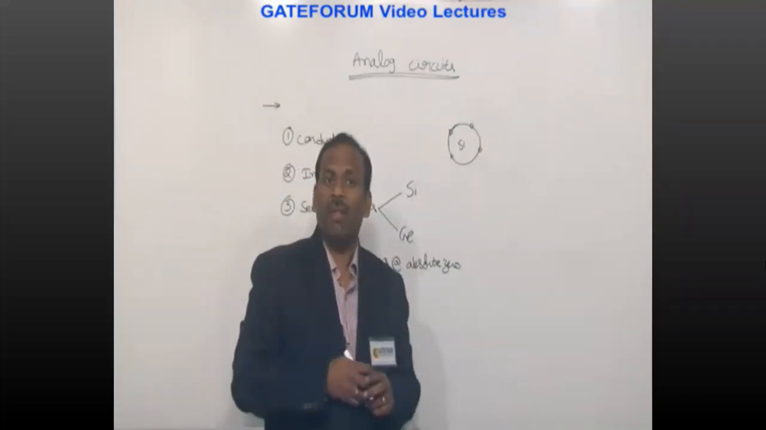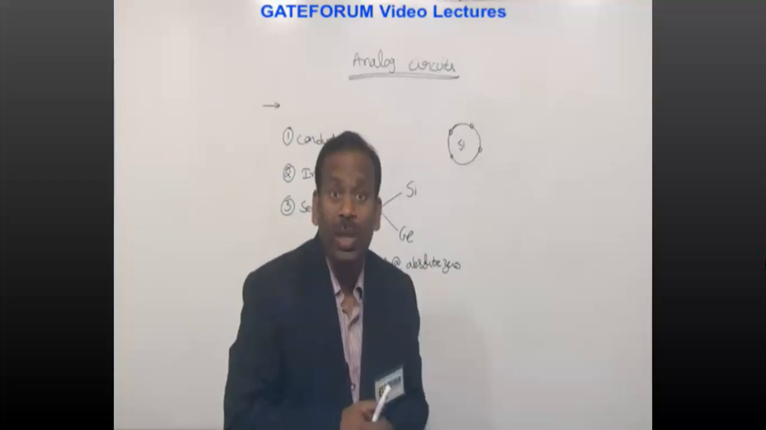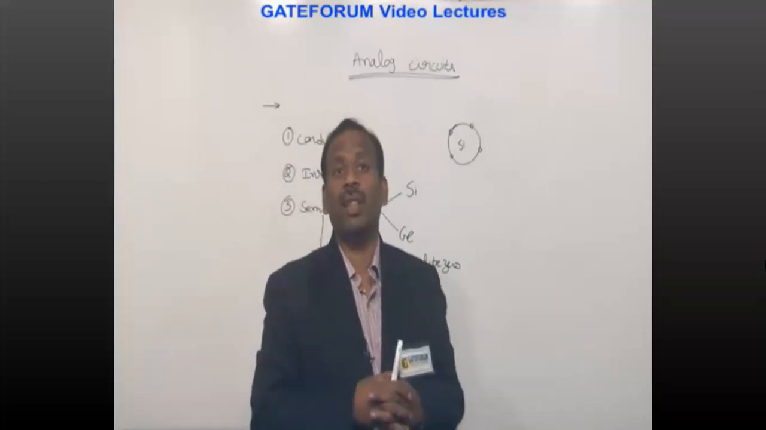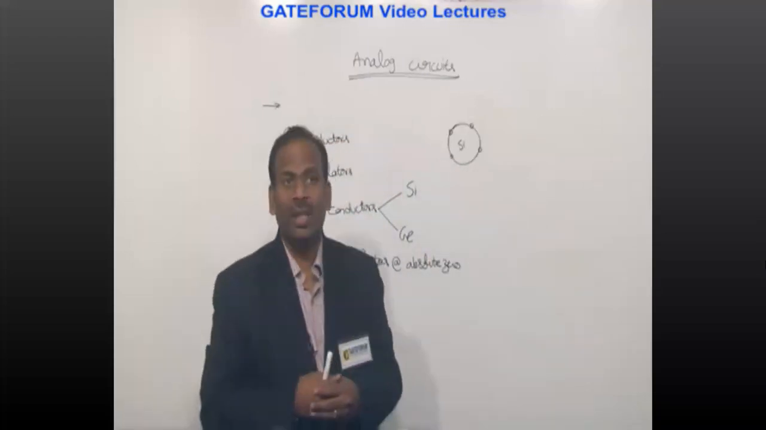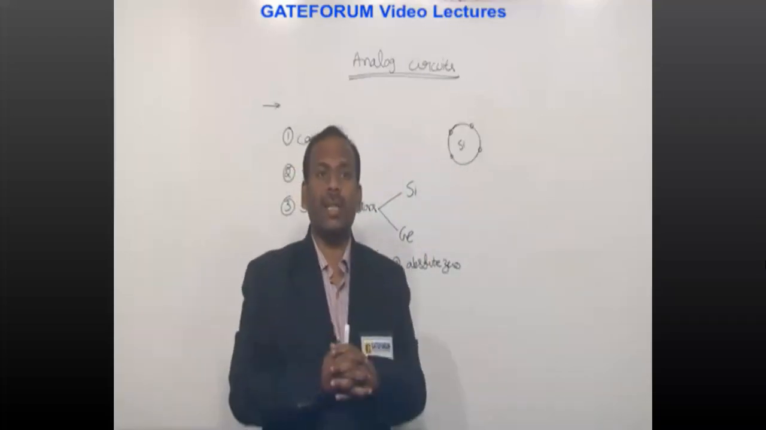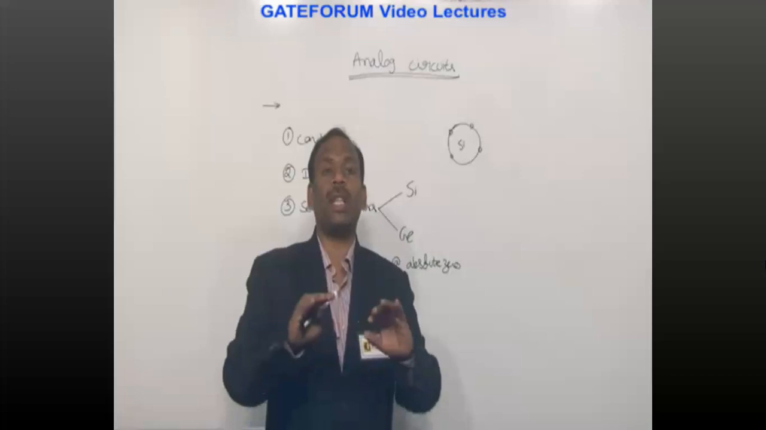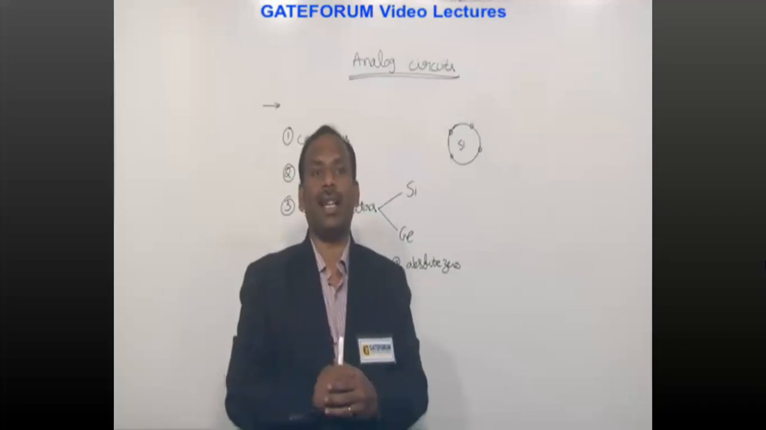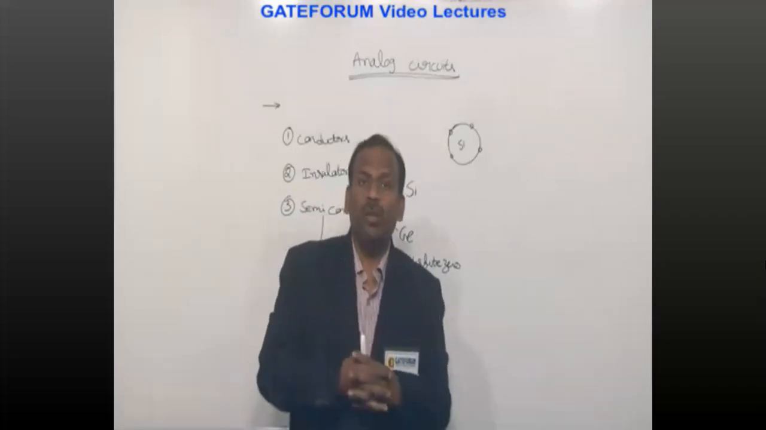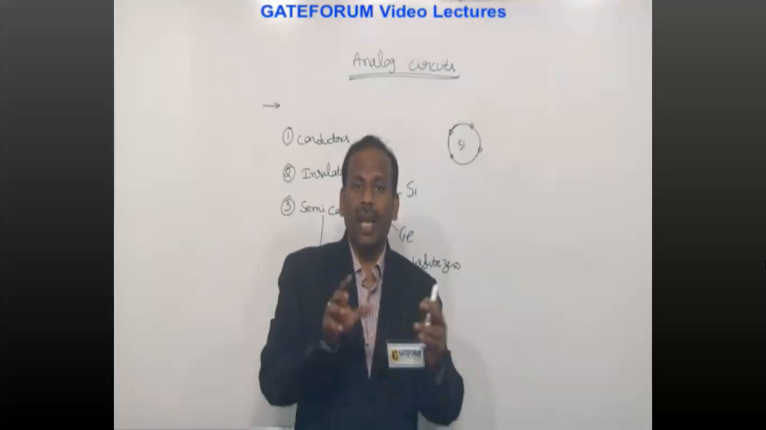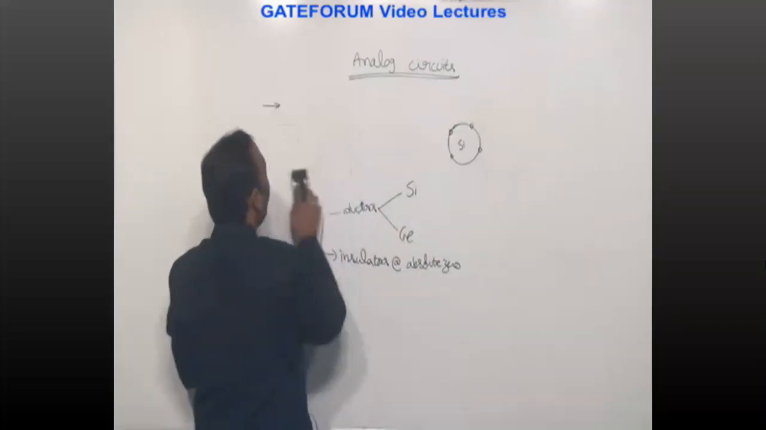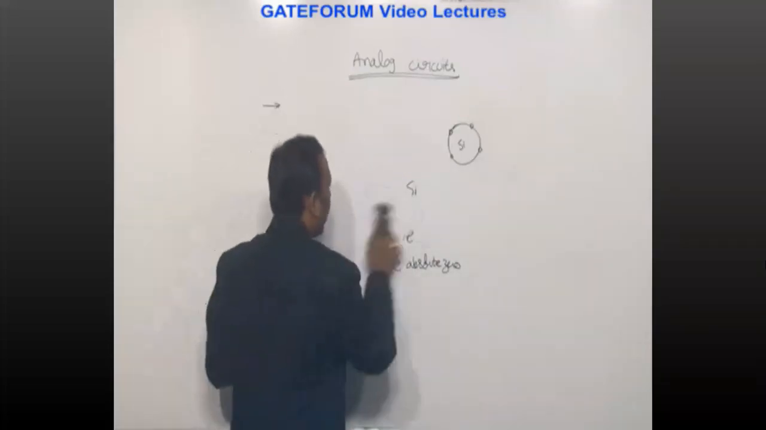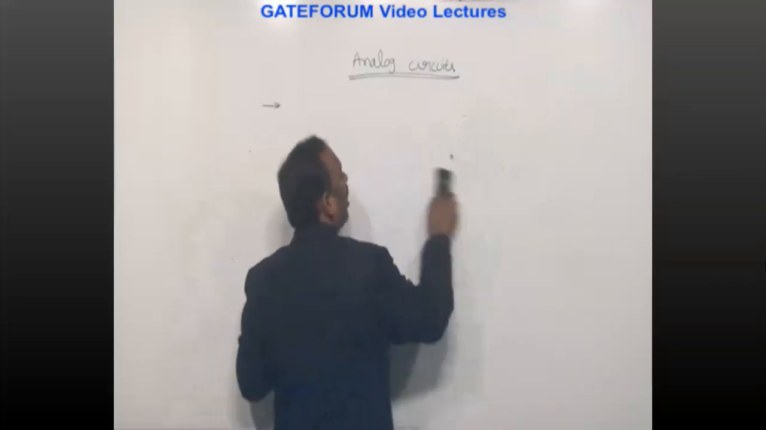But for stability, how many valence electrons are required? 8 valence electrons are required. But silicon or germanium has only 4 valence electrons. Therefore, it has to form covalent bonds with the neighboring silicon atoms. Therefore, if you go to the crystal structure, it looks like this. So we are drawing the crystal structure of silicon.